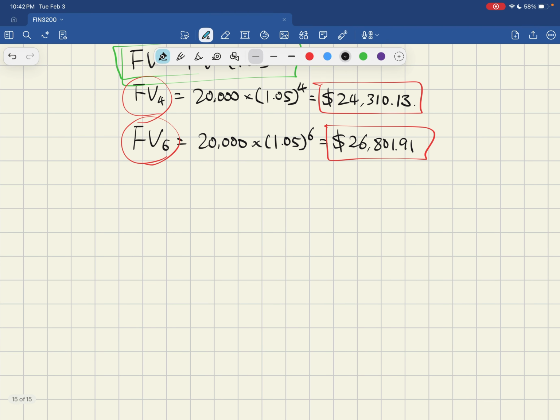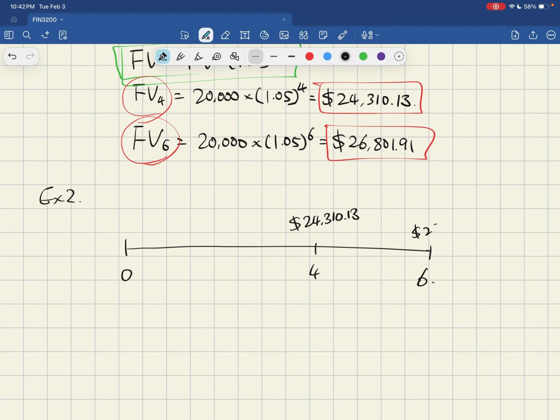Okay, so I'm gonna go down here. It's example 2. So here I'm gonna draw another timeline. First, indicate year 0 right now, and year 4 and year 6. So we know the car prices from the previous example. $24,310.13. And in year 6, it'll be this.